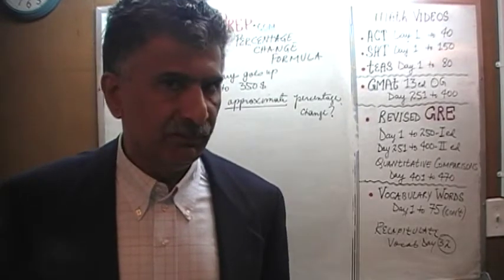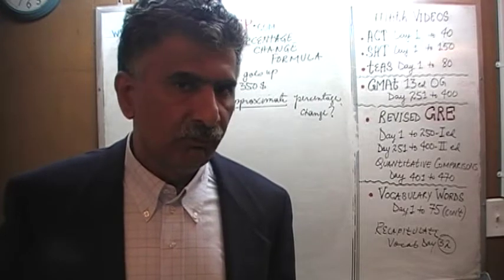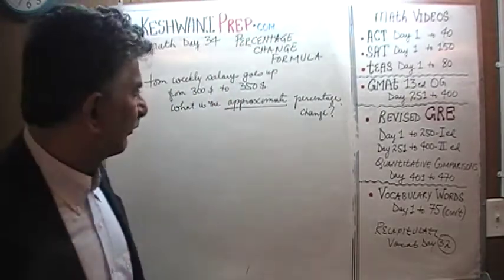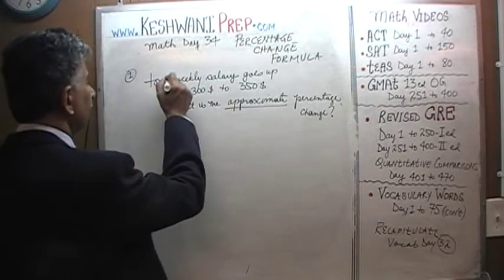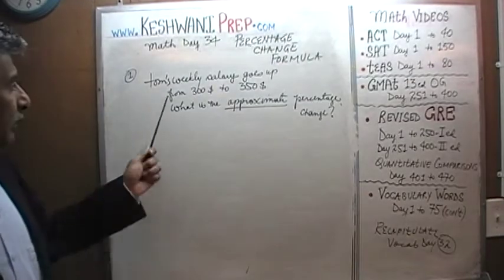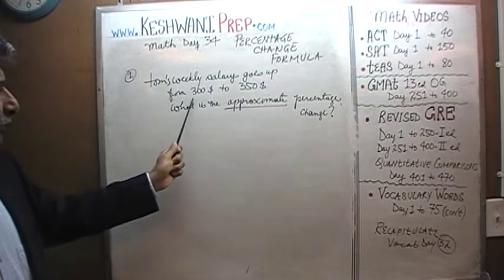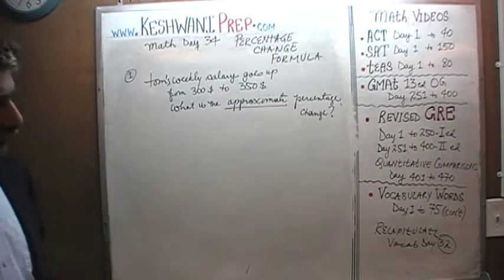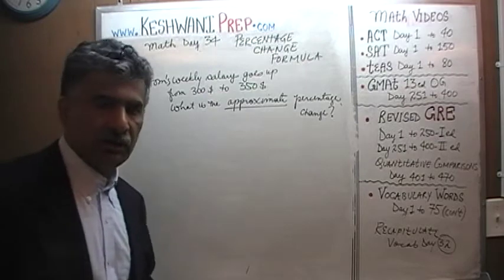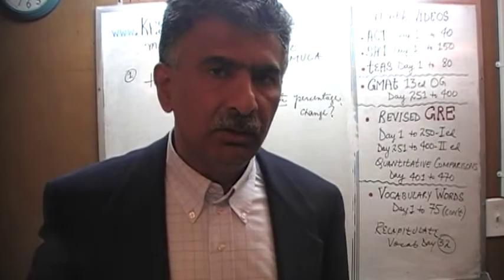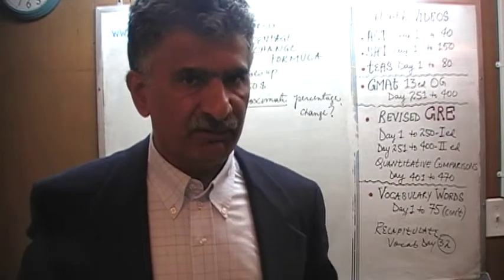Yesterday, we already discussed the concept of percentage change formula. Today, we'll apply the formula itself to solve a couple of problems, maybe three problems. We'll see. Here's the first one. It should say, Tom's weekly salary has gone up from $300 to $350. The question is, what is the approximate percentage change? His salary has gone up, we are told, from $300 a week to $350 a week. What does that represent in terms of the percentage change approximately?